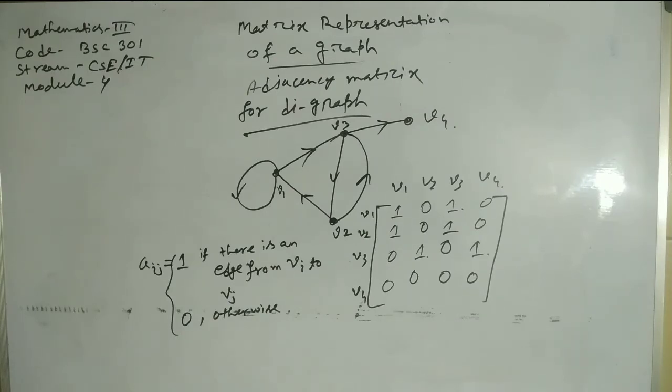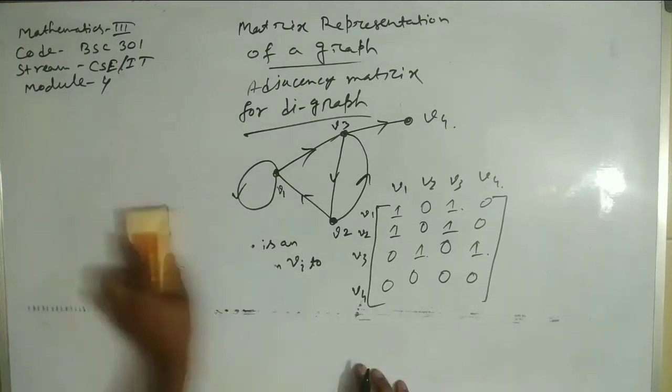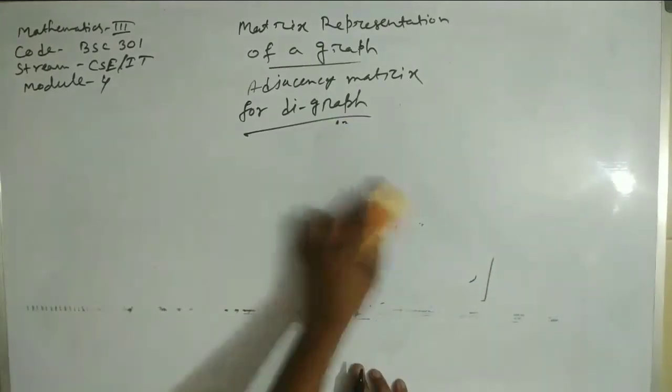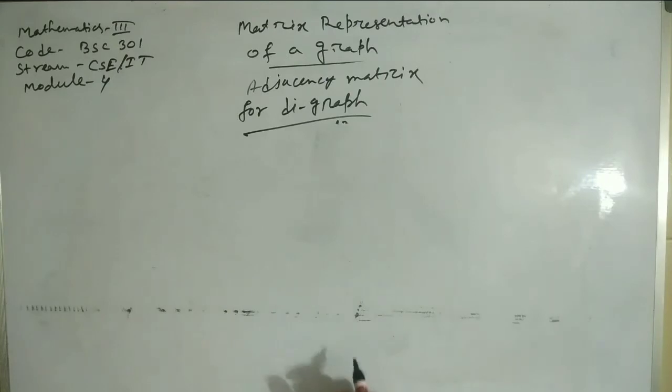But what happens in the adjacency matrix of an undirected graph? If there is an edge from Vi to Vj, there is also an edge from Vj to Vi generally. So the adjacency matrix of an undirected graph is always symmetric, but the adjacency matrix for a digraph is not symmetric. Okay. Now we will show how to draw a digraph if the adjacency matrix of a digraph is given. Okay, the reverse procedure. So I will take an adjacency matrix of a digraph.